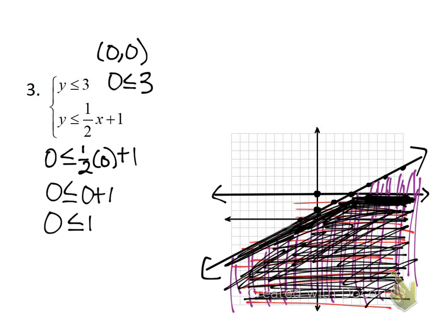Questions about how we determine which parts are or are not included? Nothing? No questions. So this is not part of it. Okay.